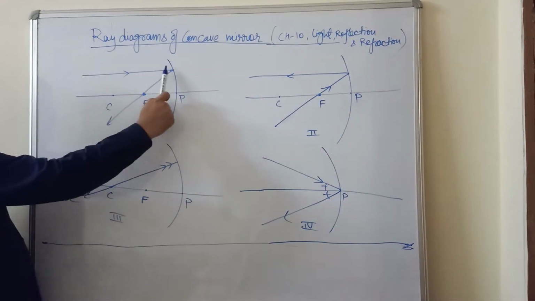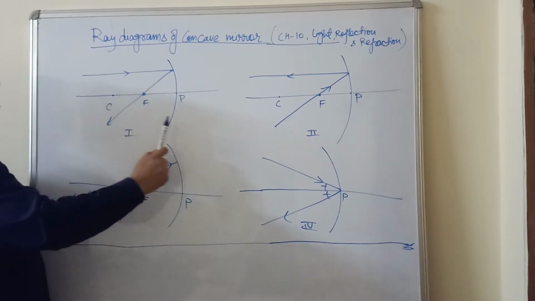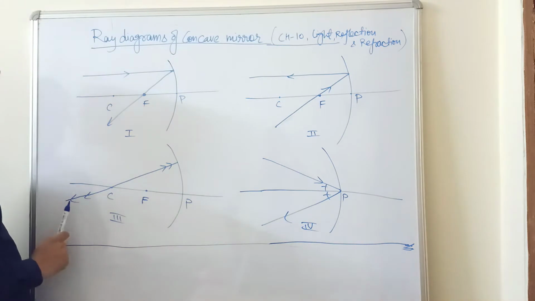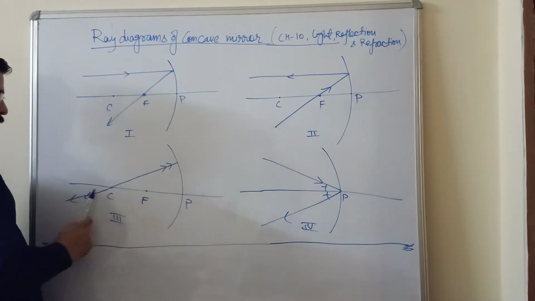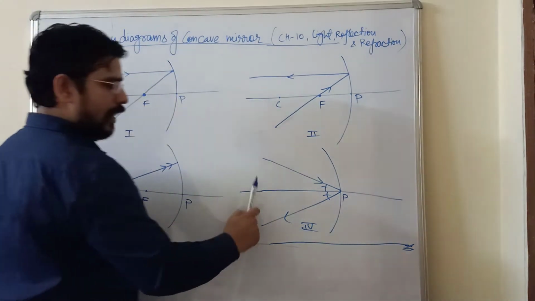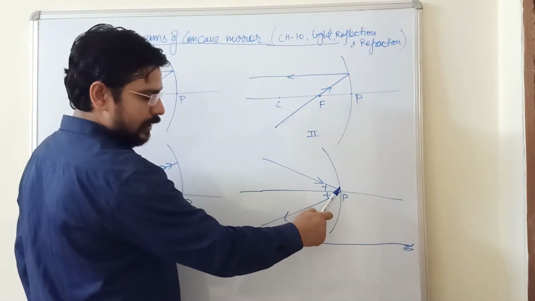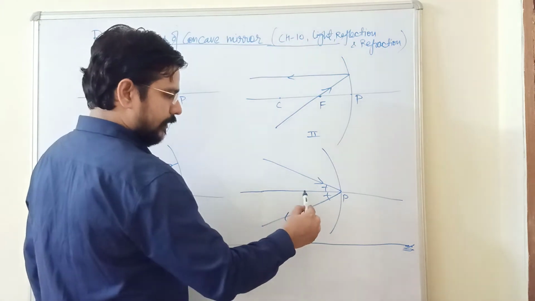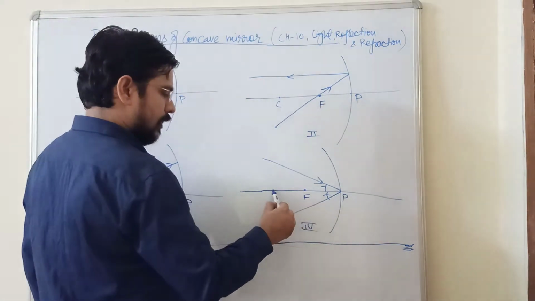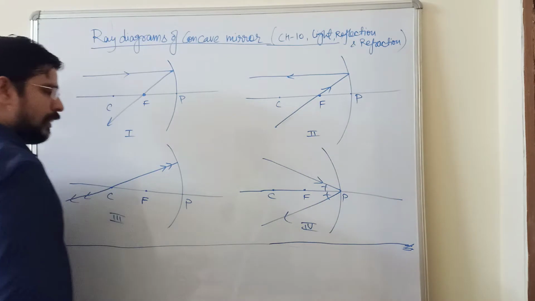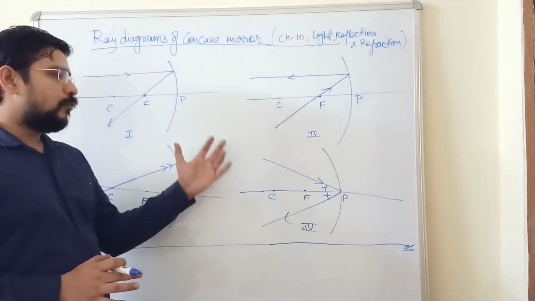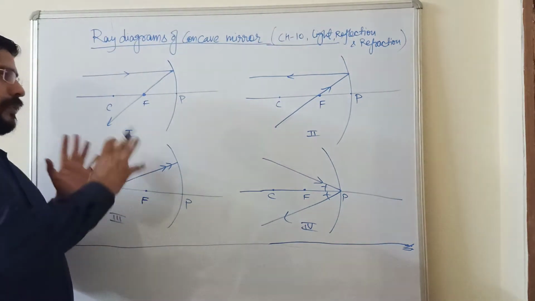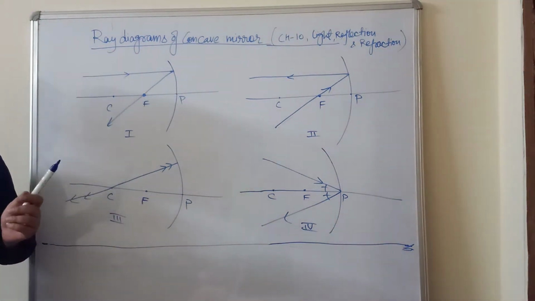1, any ray of light coming parallel will pass through focus. Second, any ray of light coming through focus will become parallel after reflection. Any ray of light which is passing through center of curvature will retrace back its path, and any ray of light which is incident at pole will reflect back making same angle with the principal axis. We can have focus and center of curvature points here. So using these 4 rules, we can use any 2 rules depending on the situation, and we can start making ray diagrams.